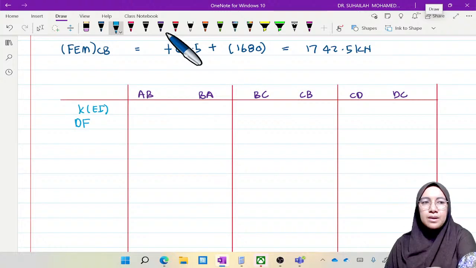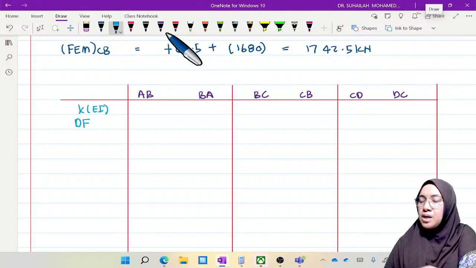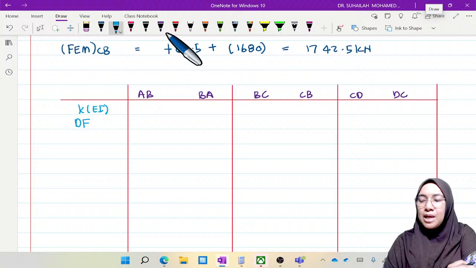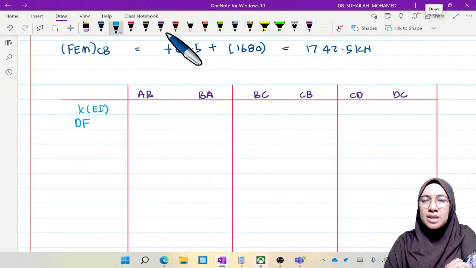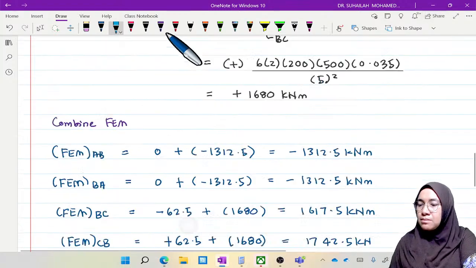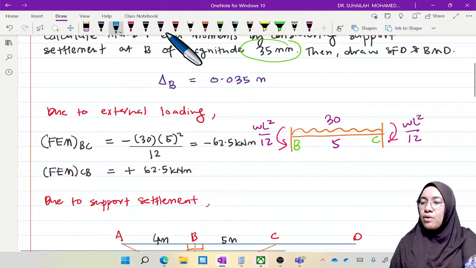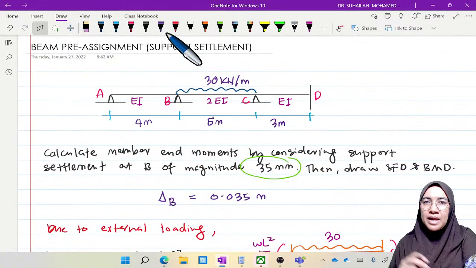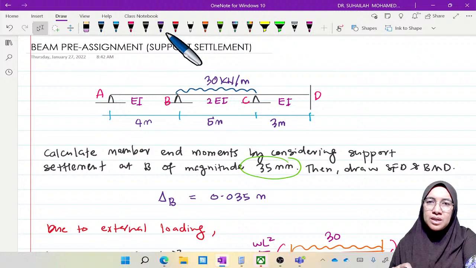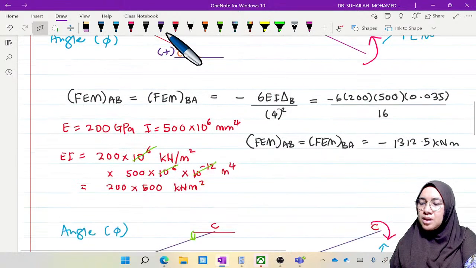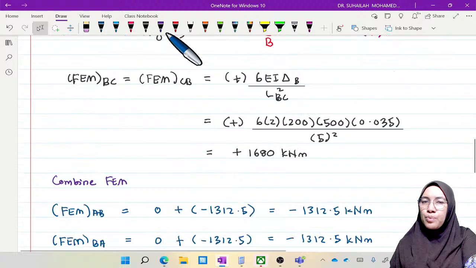Okay, in this table, DF. For member AB, the stiffness factor K is 3EI over L, because we must consider the end condition. End condition A is pin. For the K value, we need to consider the end condition, and for a pin end it is 3EI over 4, which is 0.75.